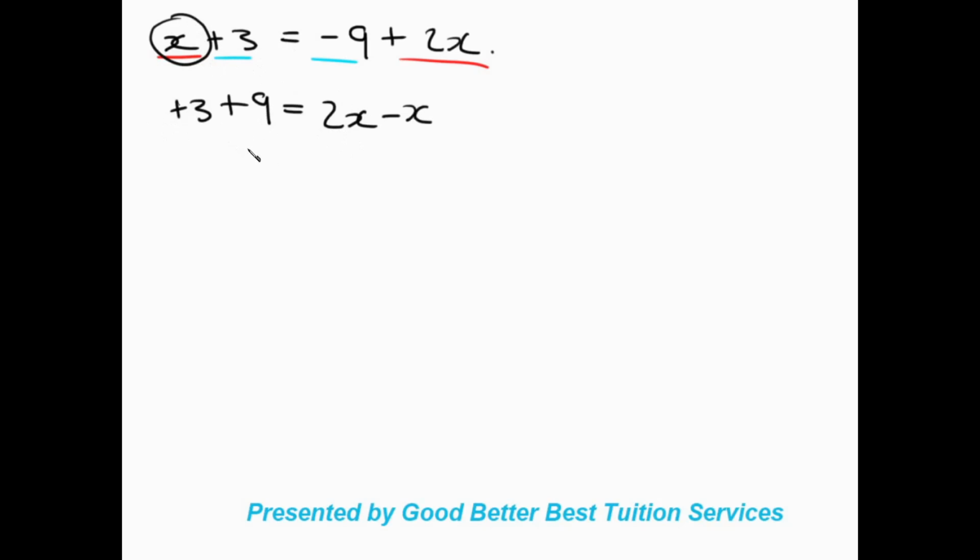So once we've done that, we can now just switch the sides around, right? It doesn't matter, we can just switch the sides around. So we're left with 2x minus x is x, which is equal to 9 plus 3, which is 12. Awesome.